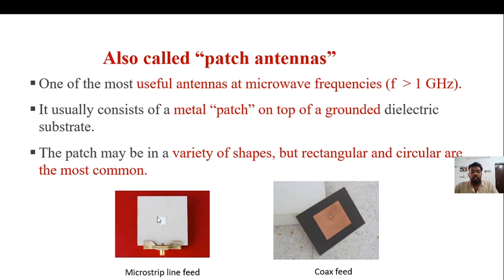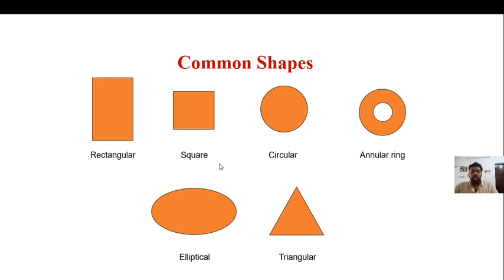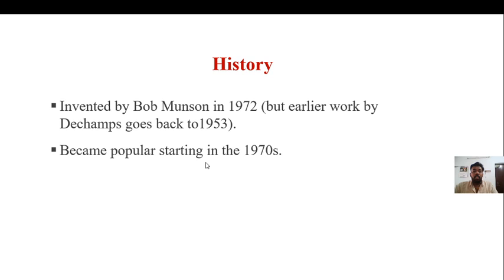This area, called the radiating element or the patch, has a variety of shapes. Some of the shapes are rectangle, square, circular, annular, elliptical and triangle. These are the common shapes, and for all these shapes we have a common formula for calculating the resonant frequency, and the length and width of each shape can be easily found with the help of the equation, and from that equation we can design it. Regarding history, it was first invented by Bob Munson in 1972, and it became popular in the 1970s.